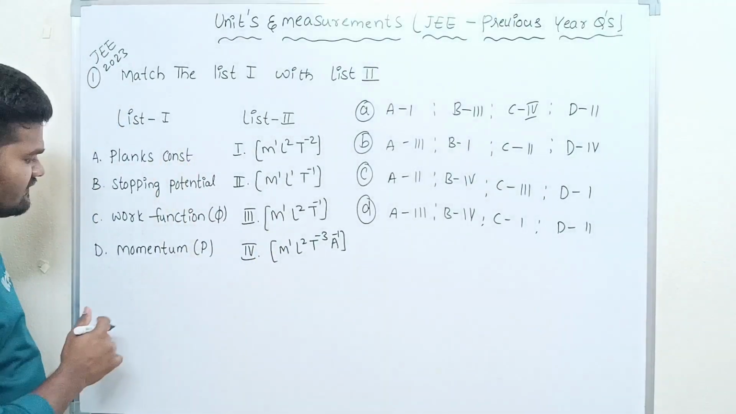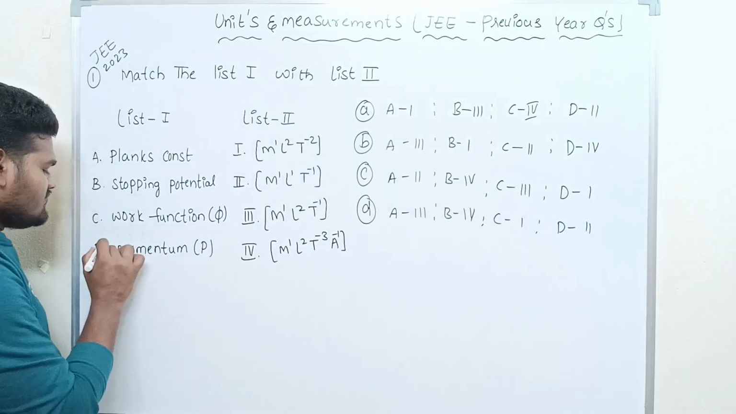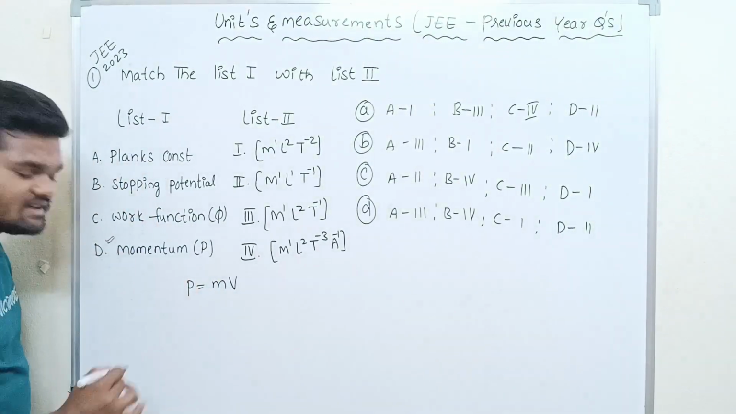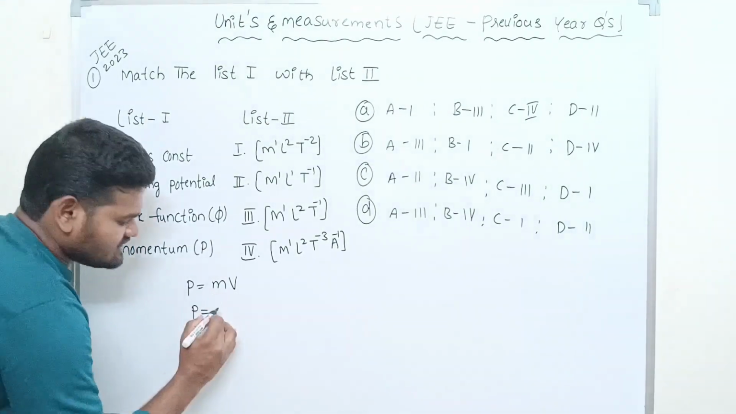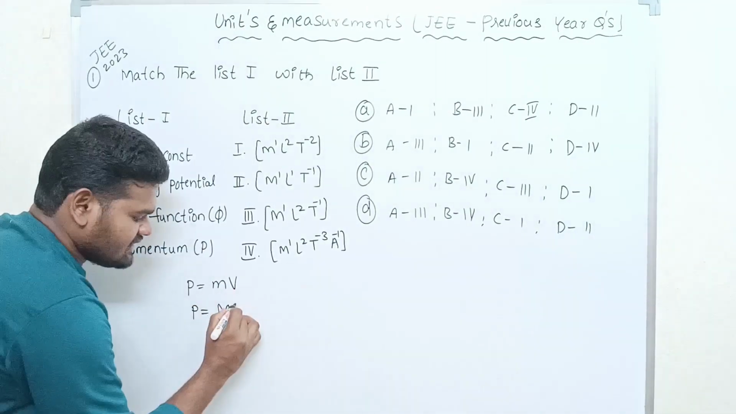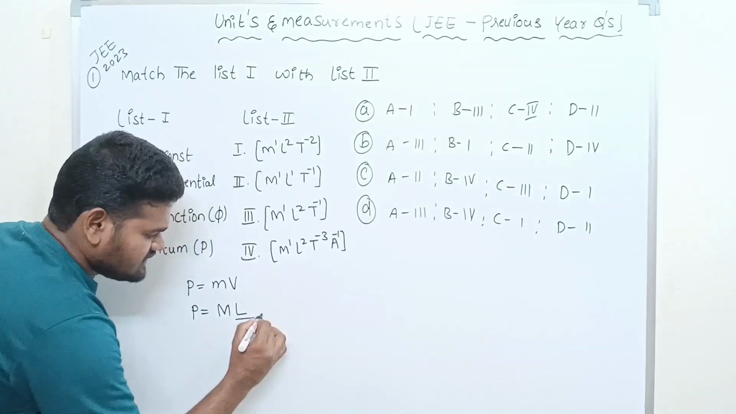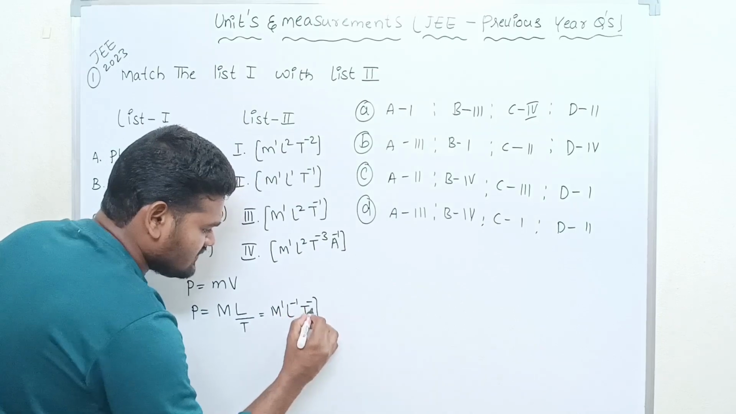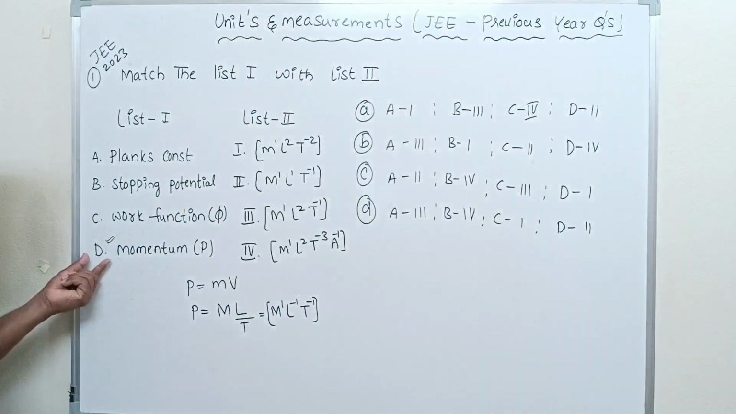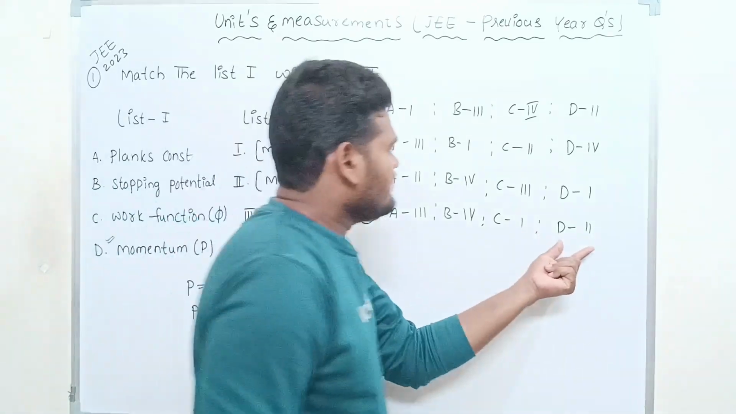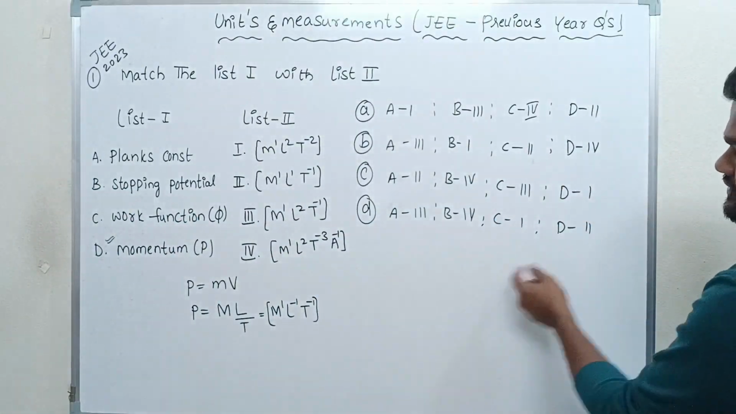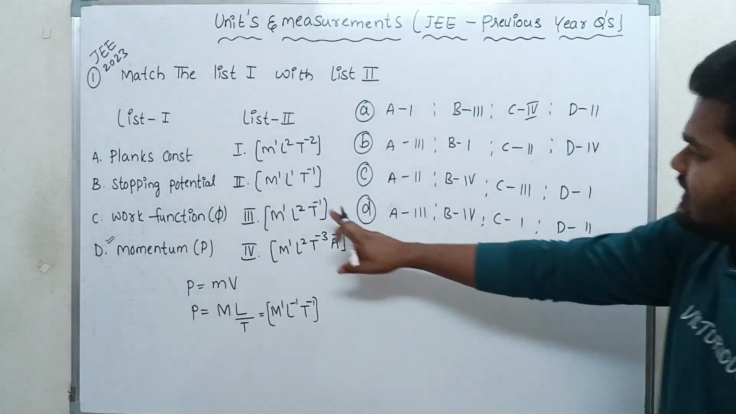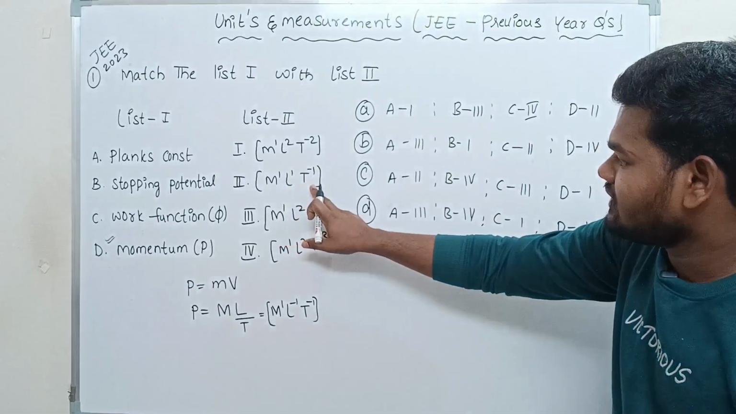In the given 4 physical quantities, you know momentum. What is momentum? P is equal to mass into velocity. Mass is capital M, velocity is distance by time. So this is equal to M power 1, L power 1, T power minus 1. So this is momentum. Check the options: D has M power 1, L power 1, T power minus 1.